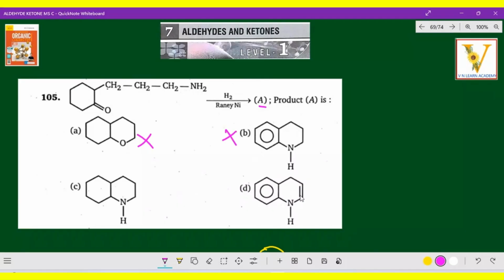No, this will not be possible. And a single bond, that means a double bond is there. How come a double bond will be coming here? There is no double bond, right? So this will not be possible. See how much confusion they are giving now.